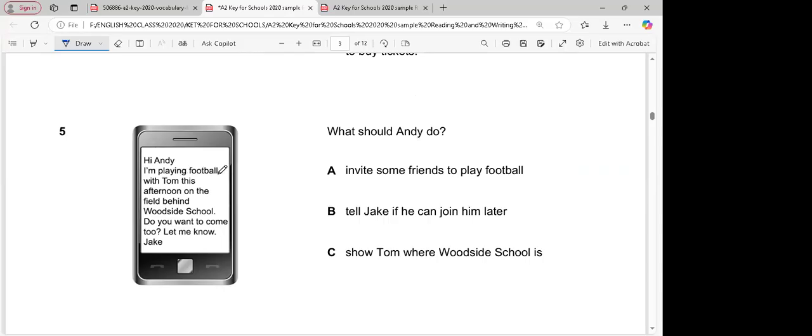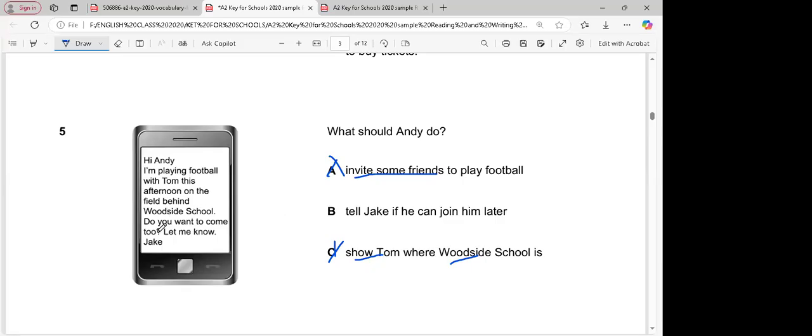Andy, I'm playing football with Tom. Okay, so what should Andy do? It doesn't say anything to invite some friends. No idea is given here for that. Then show Tom where Woodside School is? No, wrong information. Jake is not mentioning anything like that.